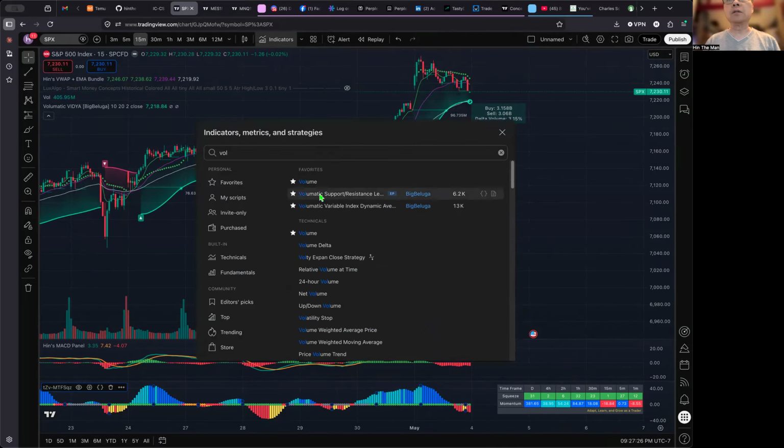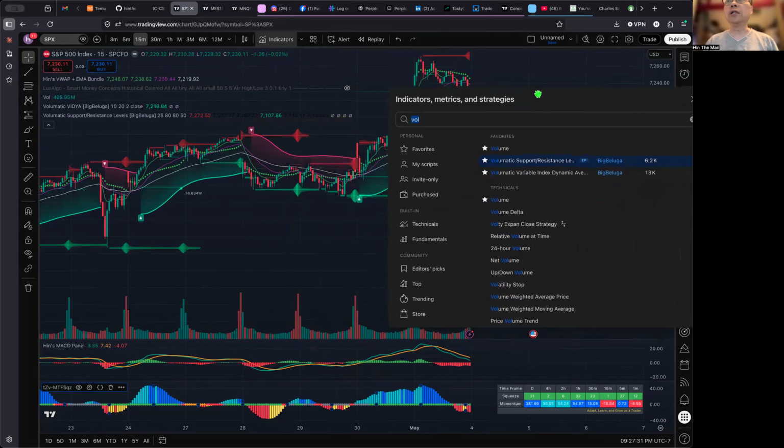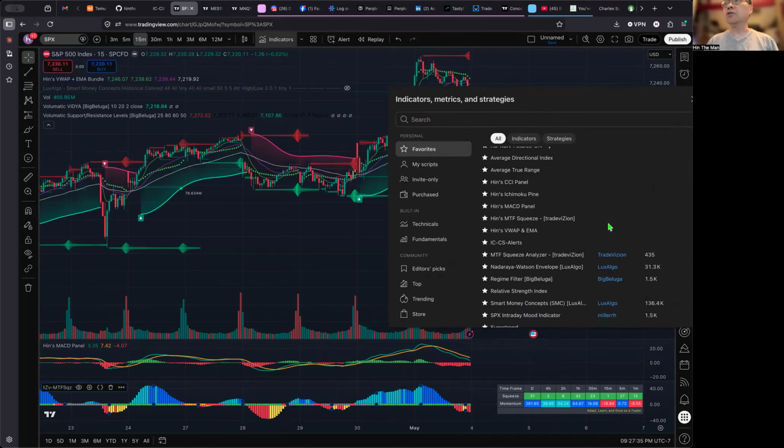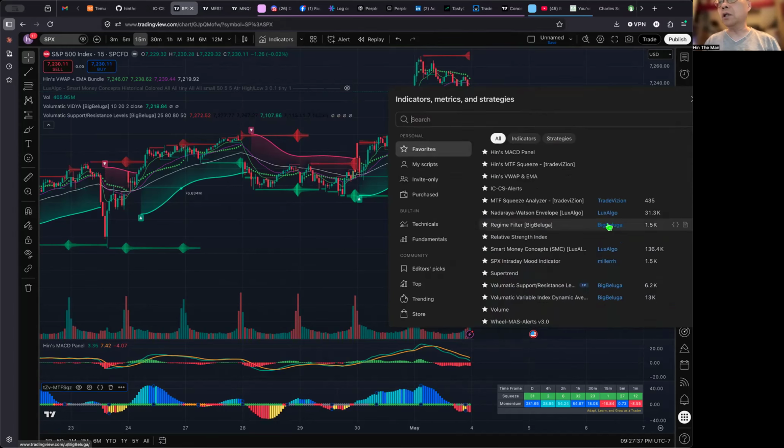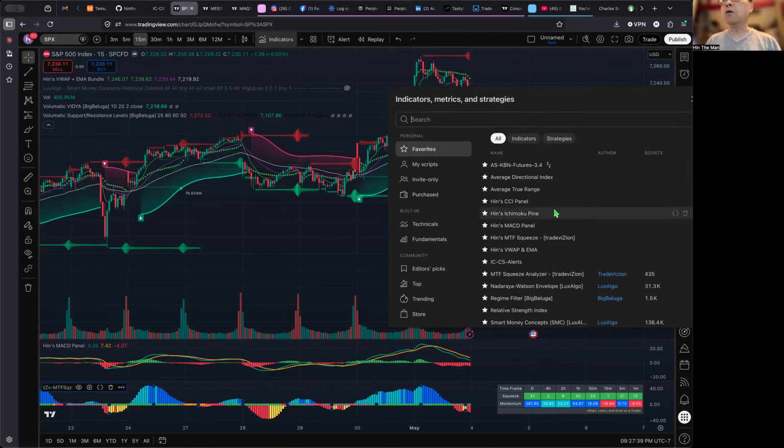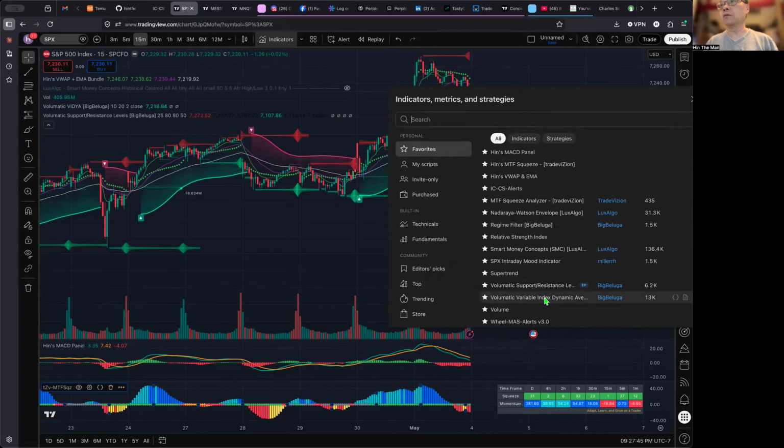support and resistance. Okay, so when you come to the screen, whatever you use, even my own indicator, you should have it all as a favorite. So you don't need to type. You come to favorites, and then you can find all the volumetric ones. One is support resistance, and the other one is the variable index dynamic. So, okay, enough for this.